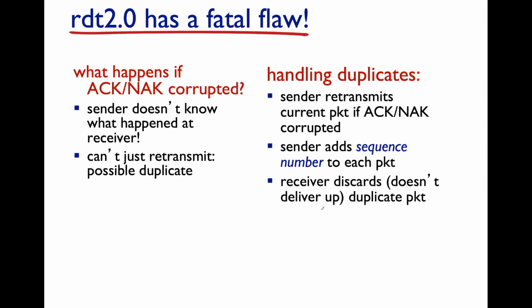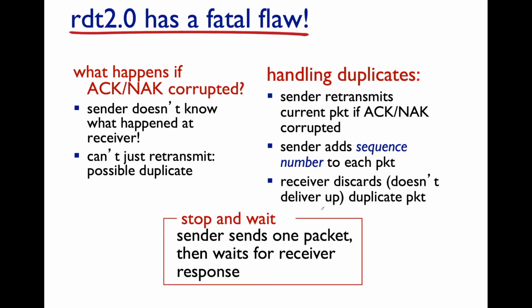So how do you handle duplicates in general? If you retransmit, you're going to get duplicates at the receiver. And so what you can do to handle these duplicates is that the sender can retransmit a packet if the ACK or NACK is corrupted. And then you stamp each packet with a so-called sequence number, and the receiver then discards any duplicate packets. It doesn't deliver packets that are duplicates because you don't want to get two video frames for the same movie. That would look weird. And so what these sequence numbers encode is which particular packet the sender is expecting to get back.